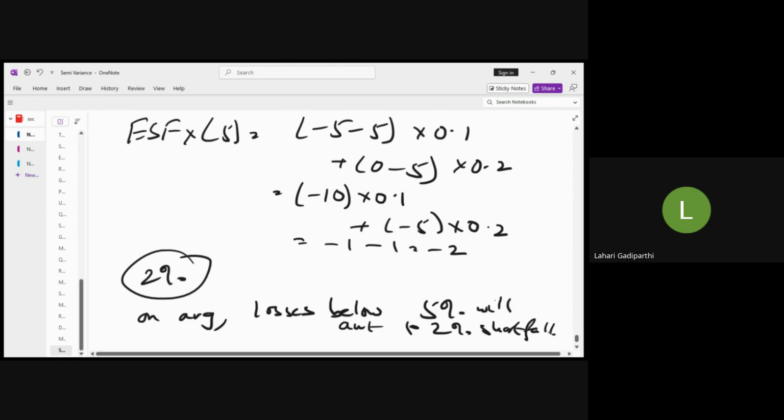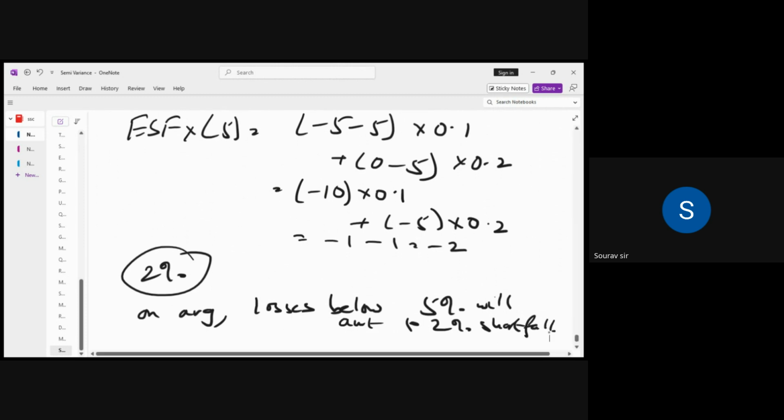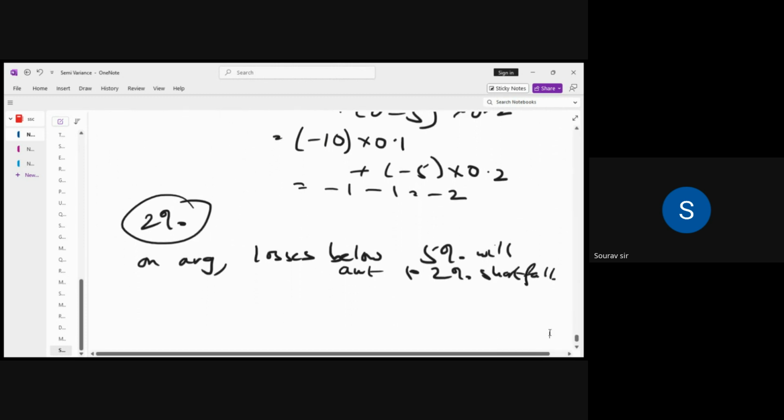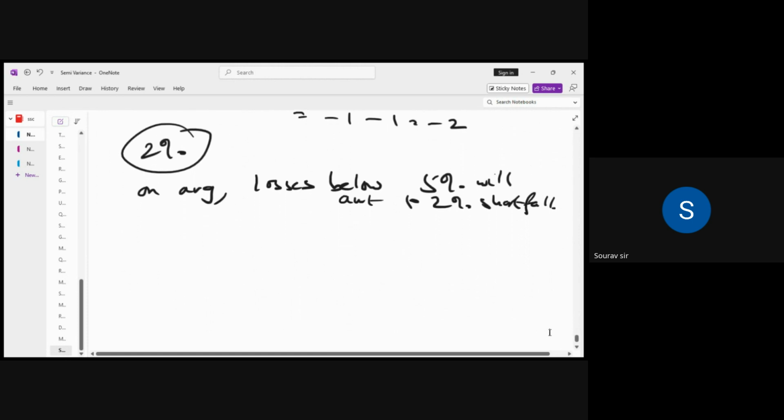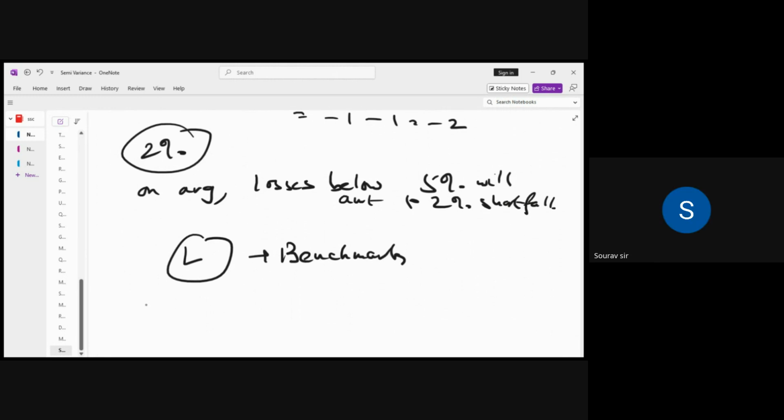This expected shortfall is important because it captures the tail risk, is a more conservative risk measure, and is used in risk-adjusted return measures. And the main important thing here is L. L is the threshold benchmark. The benchmark is a critical threshold.